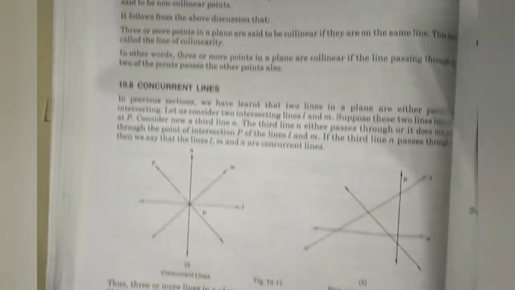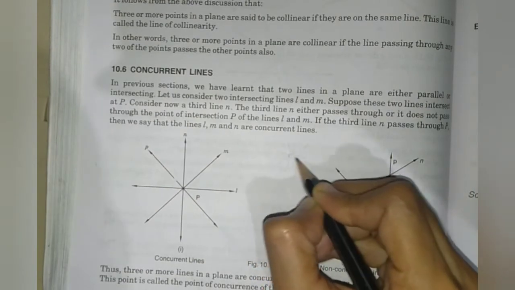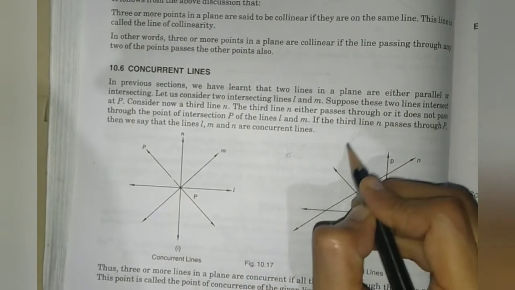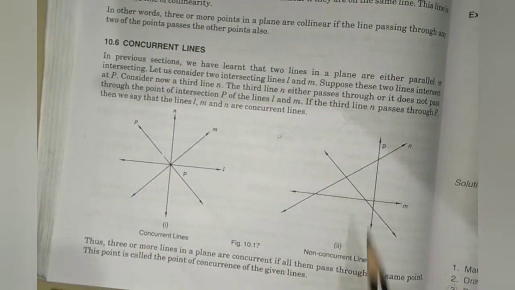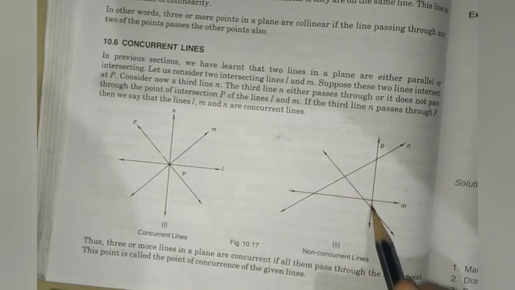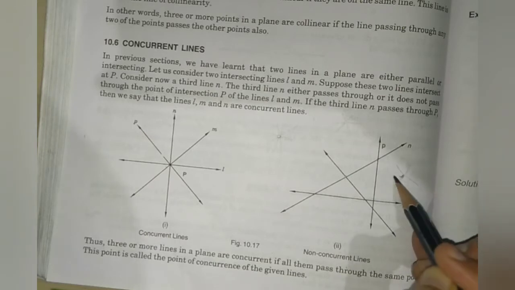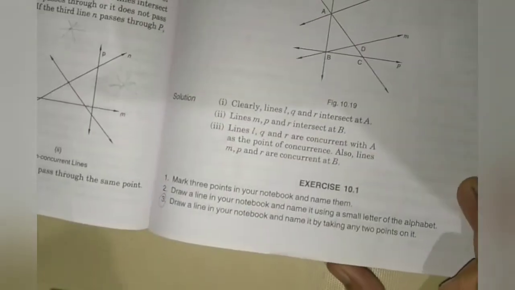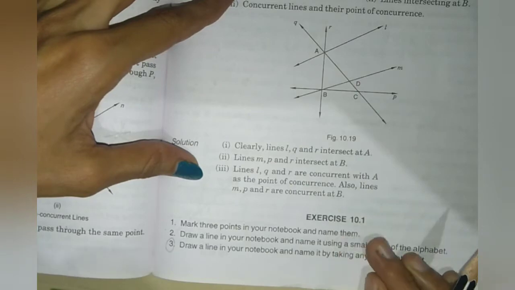Concurrent lines. Concurrent lines means through one point we can pass so many lines. These are called concurrent lines. This is concurrent and this is non-concurrent, because only one point should be there, and we can pass so many lines from that one point, so they are called concurrent lines. Now exercise 10.1, question number 1, mark 3 points in notebook and name them.